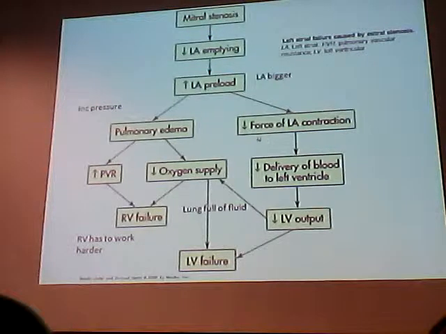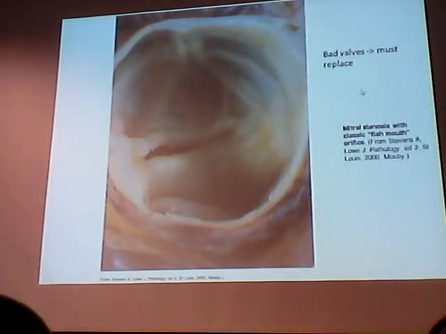On the other side of this diagram, we have decreased force of the left atria, so it's not able to contract as hard. And if it can't contract as hard because it's overly full of blood through a thick valve, then less blood goes out from the left ventricle, which is left ventricular failure and less oxygen supply for the whole body. So the lung is filling with fluid and there are problems everywhere if you have stenosis in a very key place. So bad valves, you can replace them, or you have to replace them.